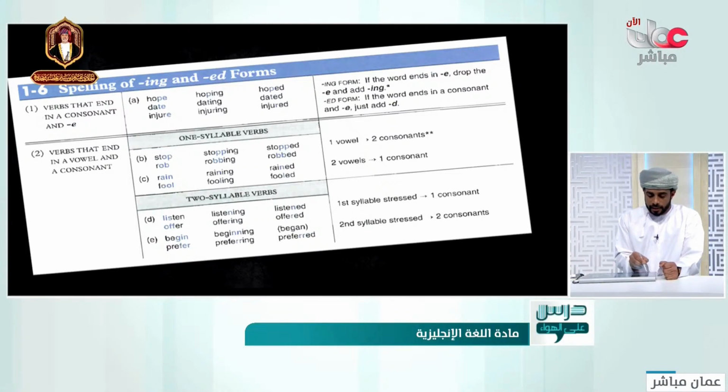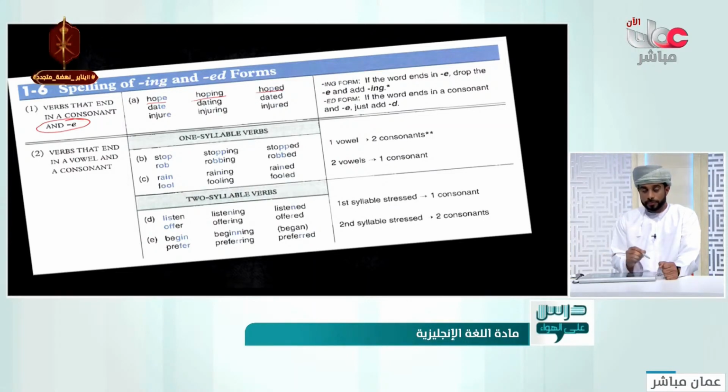The first rule says that verbs that end in a consonant and e, not double e, again, consonant and e, what should we do? Look at here. Hope became hoping without e. Hoped, we add the d, sorry, there. Injure, injuring, and injured. The same thing in here. So the rule says, if the word ends in e, drop the e and add ing. Drop the e and add ing.